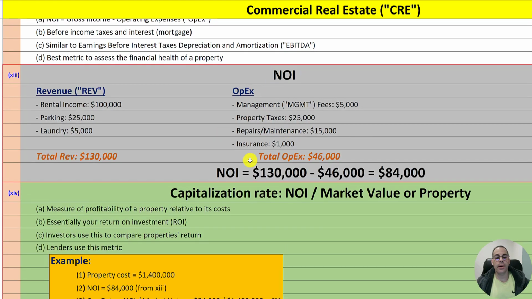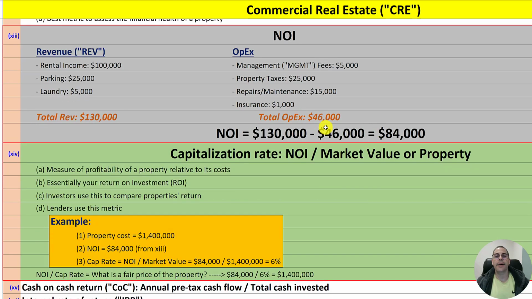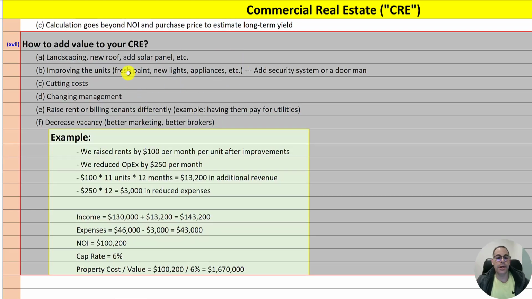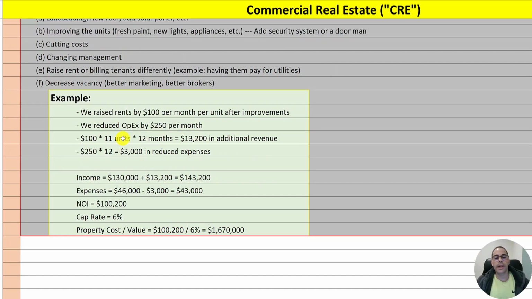Remember this example earlier, $130,000 of revenue from rental income, parking, and laundry. And we had $46,000 of expenses. Let's raise our revenue and decrease our expenses. Let's pretend we cleaned up each unit. We repainted it, maybe put newer furniture in there. So we raised rents by $100 per month per unit. And let's say we reduced OpEx $250 per month. Maybe the old management company was doing things inefficiently. And let's just pretend it was 11 units, this building.